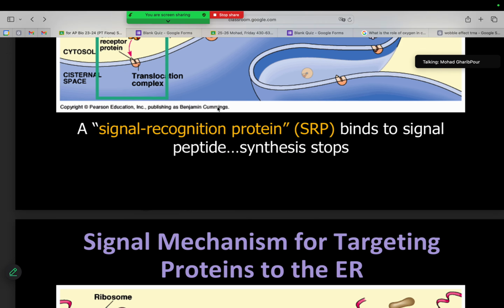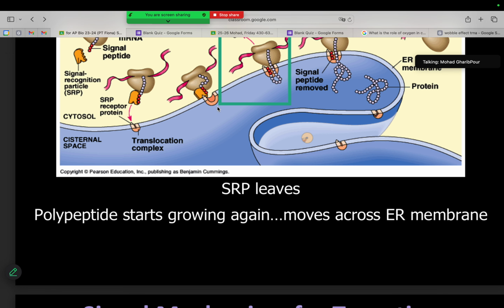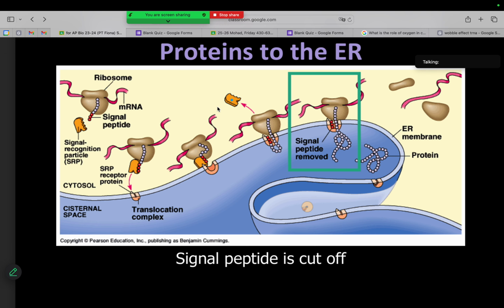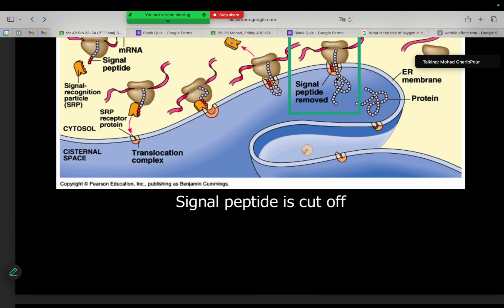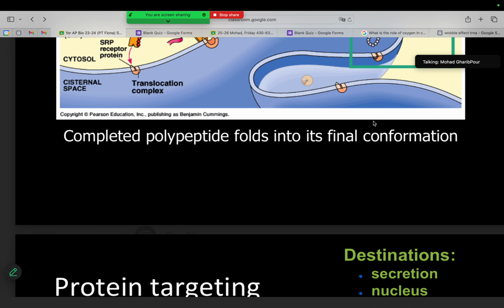Okay. So these slides are just going over each step that I went over. Signal peptide cut off. And once we cut that off, we release this protein into the lumen.